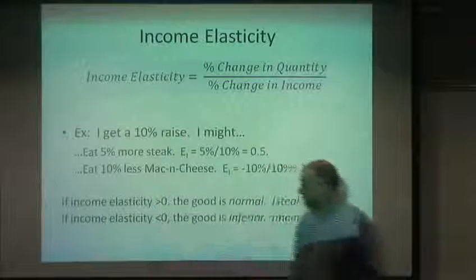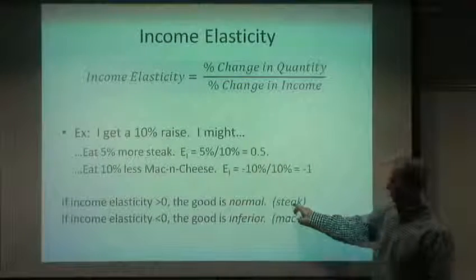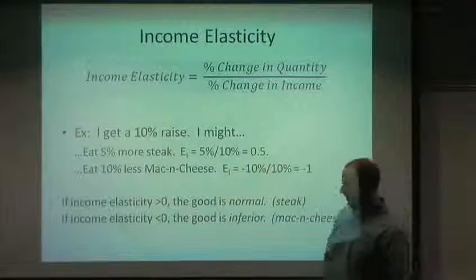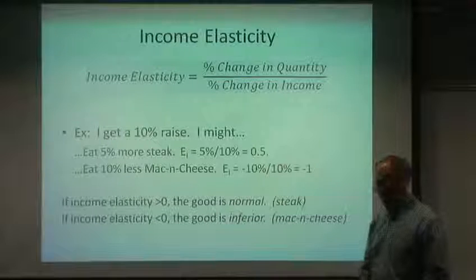Now, if income elasticity is positive, if it's greater than 0, this good is normal, steak in our example. If the income elasticity is less than 0, a negative number, the good is inferior. Mac and cheese fits this description.